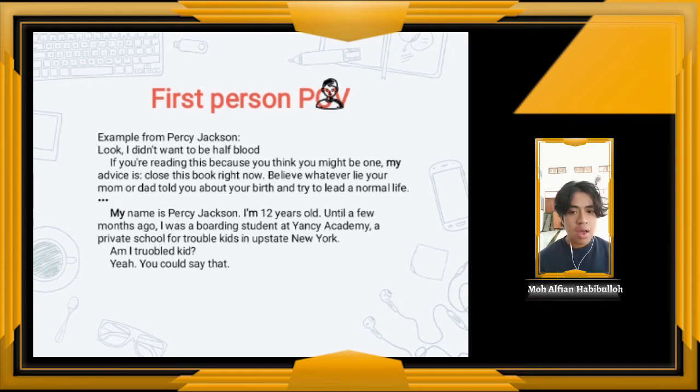Okay, from that paragraph, we know that the first person point of view narrator will use words like my, in part, my name is Percy Jackson, and use I, in part, look, I didn't want to be a half-blood, using I again in part, am I a troubled kid?